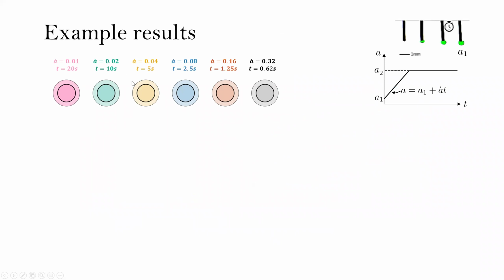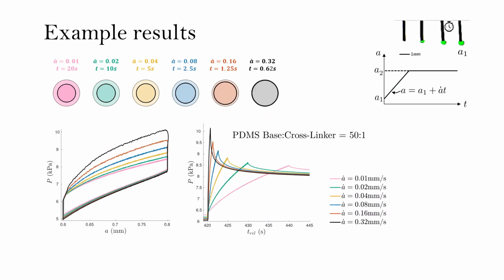Here I'm first going to show some results of this loading protocol applied to a very soft PDMS sample, which we consider here as a proxy for biological tissues. We do the cycling at different expansion rates. The slowest rate we work with is 0.01 millimeter per second, and the largest rate is 0.32 mm per second. These correspond to stretch rates of about 0.01 to 1 per second.